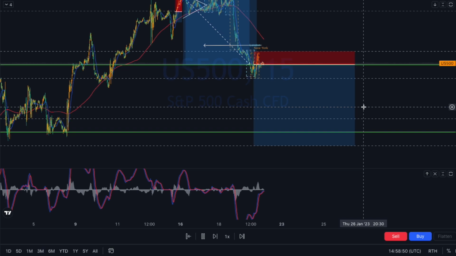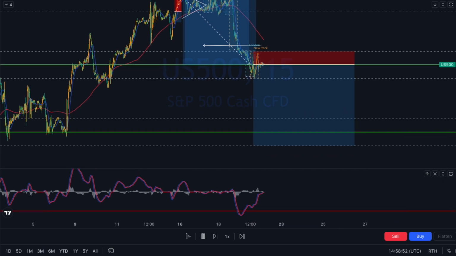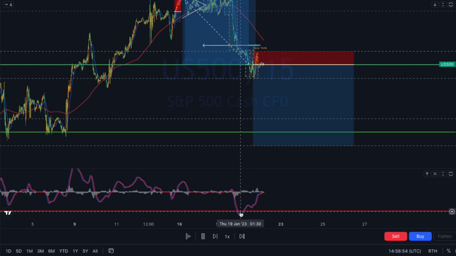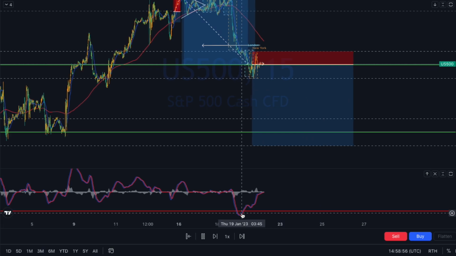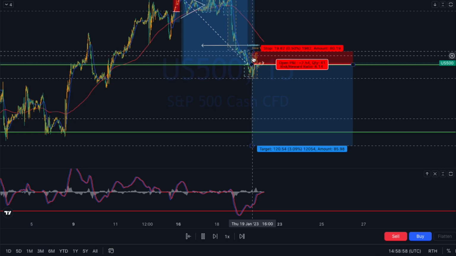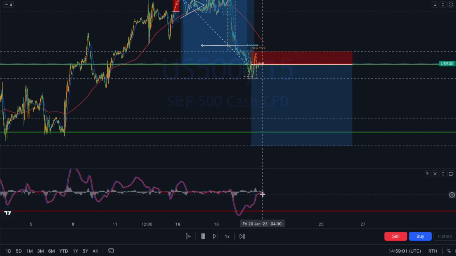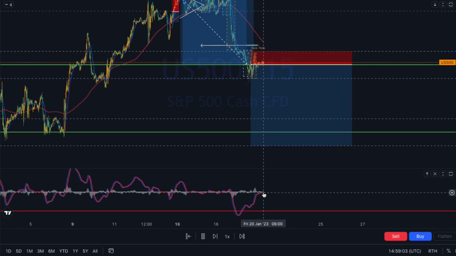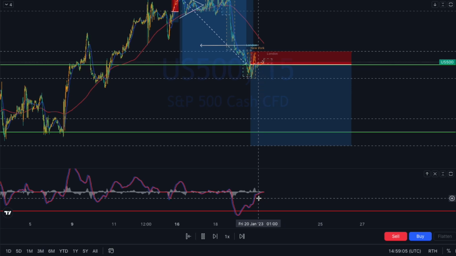Okay, so let's see what's going on with the MACD. The MACD is looking fairly stable. It did go into the oversold position, right? But it did a violent swing to the upside, and now it's flatlining again. So let's see what happens.